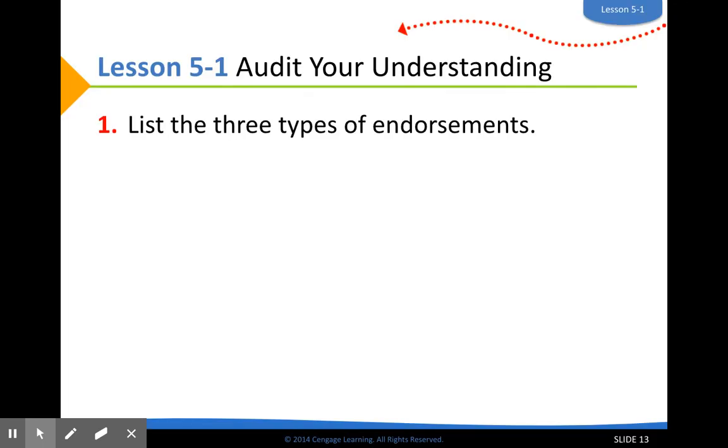Check yourself here. What are the 3 different types of endorsements? Fill those out. See what you can remember. Pause this video. And then be sure to check your answers before you move on to section 5-2.